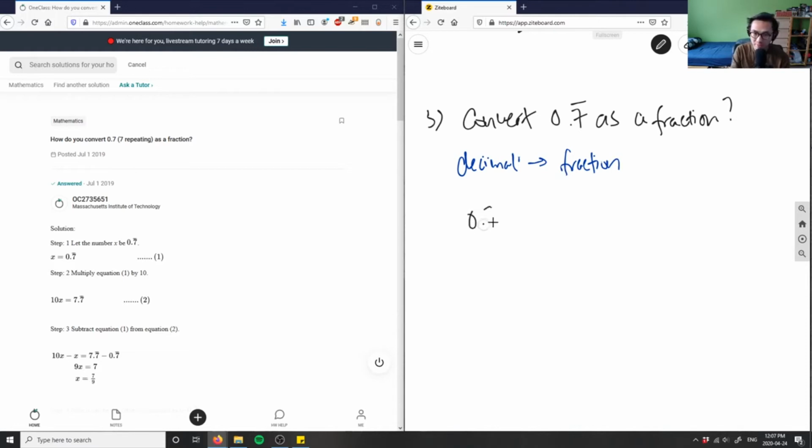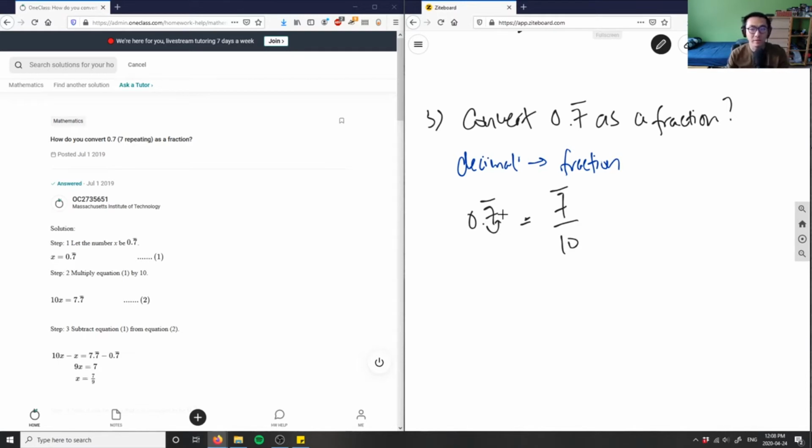So this is 0.7 bar, and basically what this means is that I'm converting this to a fraction, right? So in order for me to get a fraction, what I could do is this would be simply 0.7 bar, 7 bar over 10, right? Repeating 7s over 10 here, because this is again one decimal place, right?